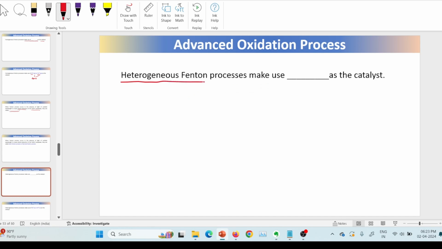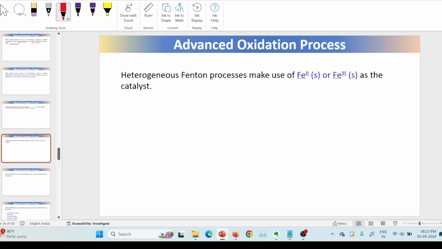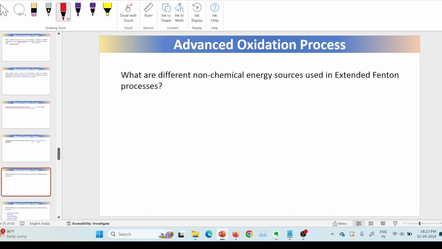Heterogeneous Fenton processes make use of what as a catalyst? In the heterogeneous process we use solid Fe2 plus or solid Fe3 plus as a catalyst.